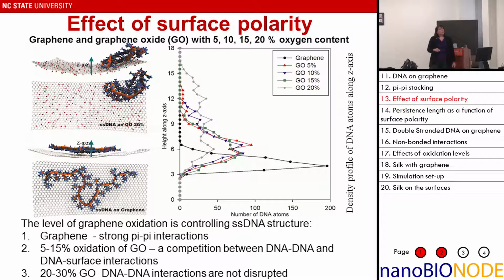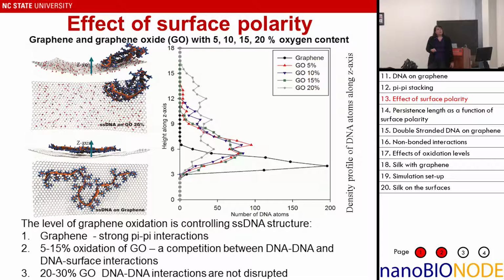Here we're looking at how well it spreads on the surface. So we're looking at the density profile of DNA along the z-axis away from the surface. If it's flat, as in the case of graphene, you're going to see the maximum density close to the surface, and that's what we see right here. And if it's extended, such as in this case of graphene oxide 20%, we see this gray line that has a much higher density away from the surface, and it's calculated over the whole trajectory.